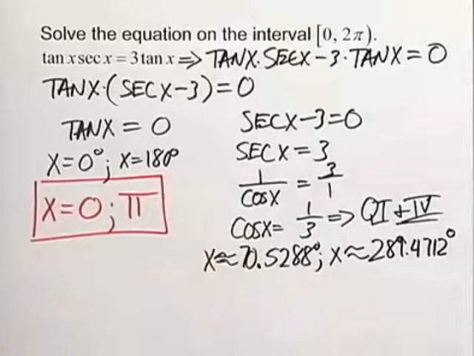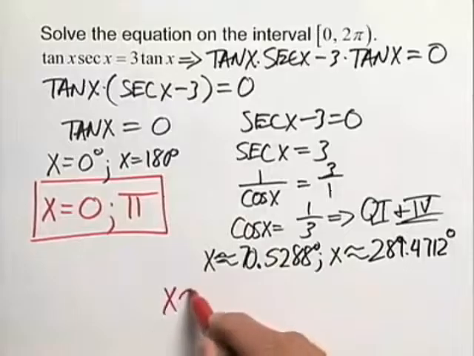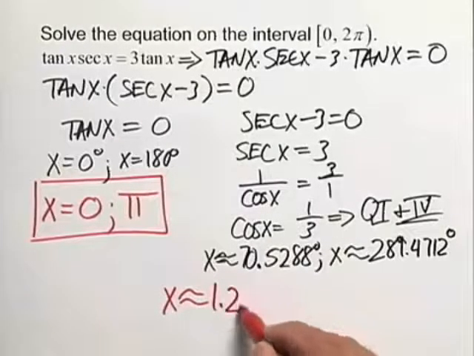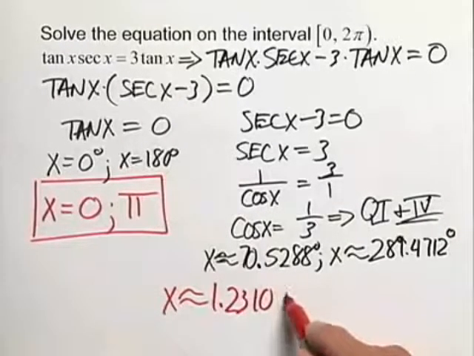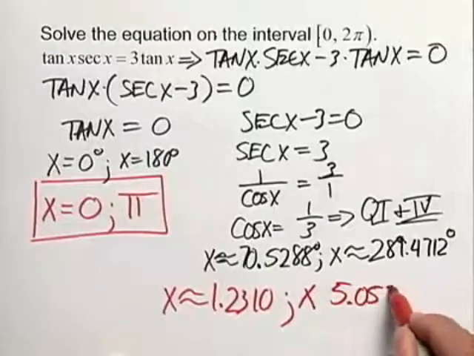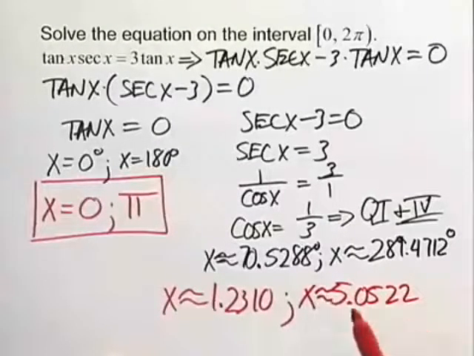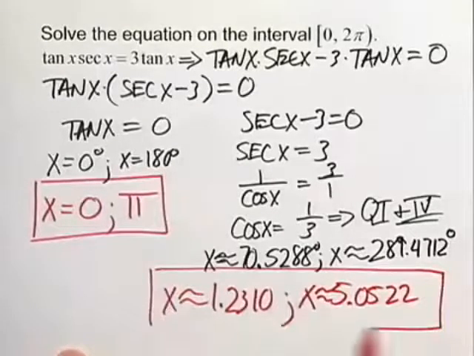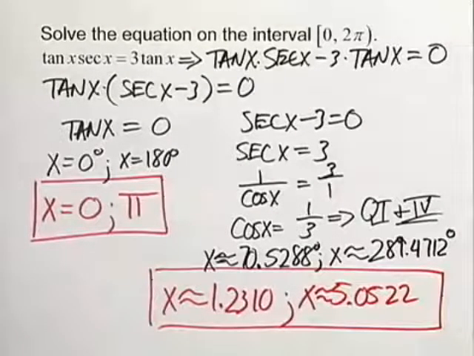Down here with our decimals, it's a little bit more challenging. We're going to multiply each of those by pi over 180, and from that we'll get an approximate radian answer of 1.2310 for the first and 5.0522 approximately for our second. So we now have the 4 solutions to this trig equation between 0 and 2 pi radians.